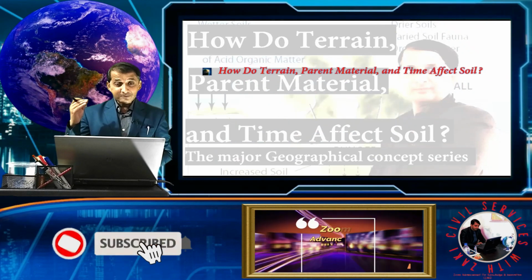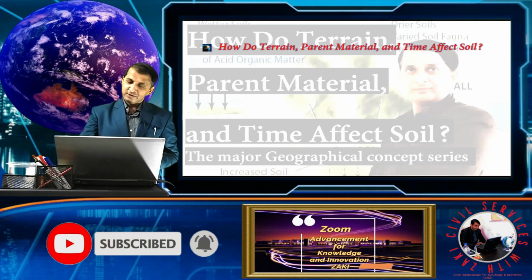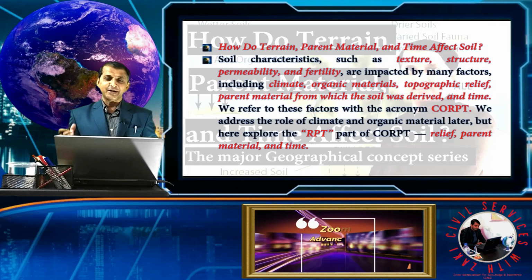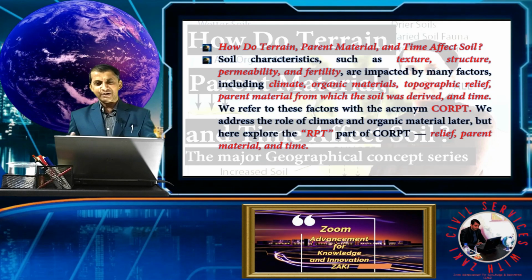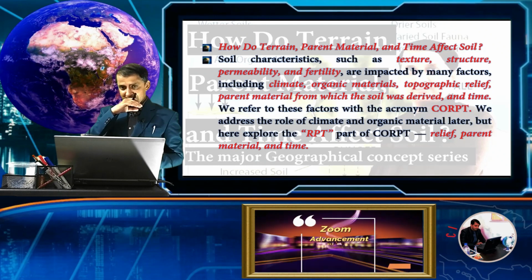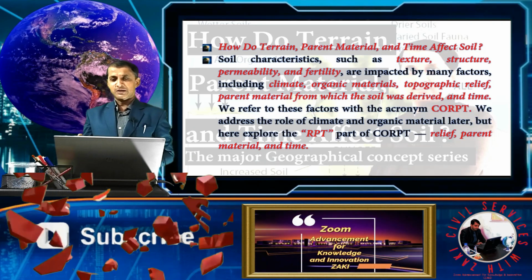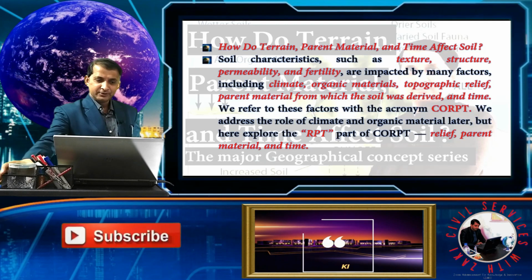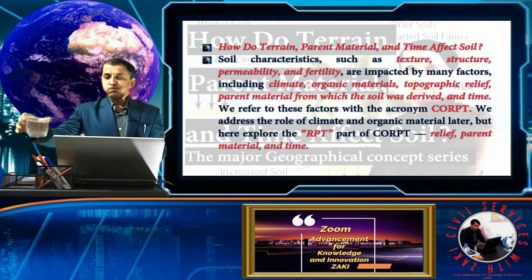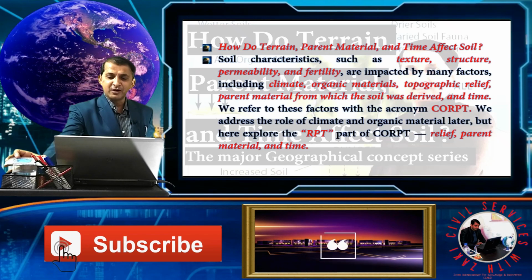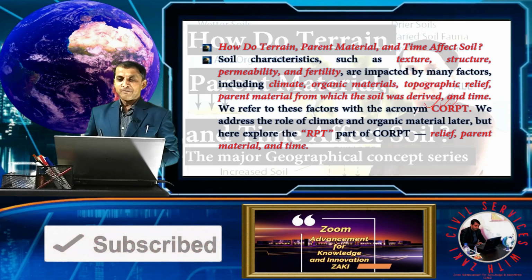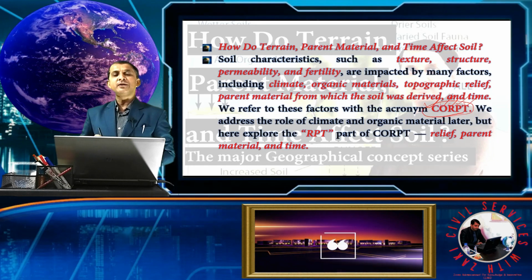Number one, how do terrain, parent material and time affect the soil? As you know, soil characteristics such as texture, structure, permeability and fertility are impacted by many factors. Such factors include climate, organic materials, topographic relief, parent material from which the soil is derived, and time. In short, we can refer to these factors with the acronym COPT: climate, organic material, relief, parent material and time.